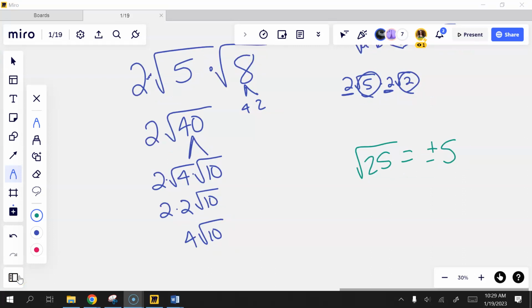We need to make sure that we follow up with a plus or a minus. It could be positive or it could be negative.